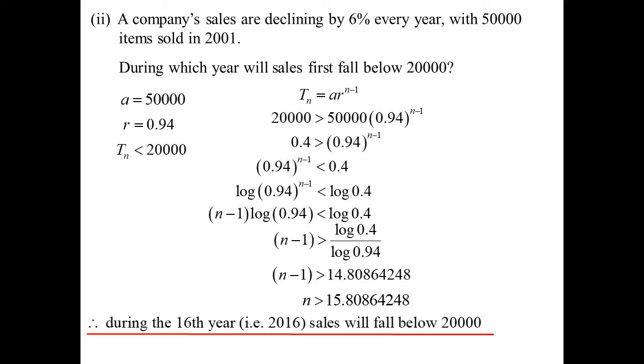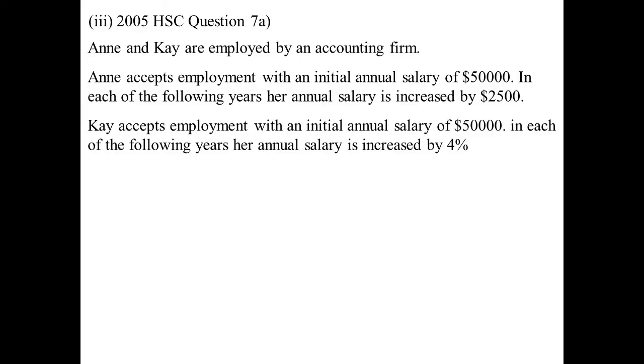Well, 16. So during this 16th year, the sales will go below 20,000. Let's have a look at another HSC one. So Anne and Kay are employed, but they've got different contracts. Anne's contract is she's going to start with $50,000, and she's just going to accept an increase of $2,500 every year. Kay also starts with $50,000, but her salary increase, she said, well, I'll just take 4% every year.